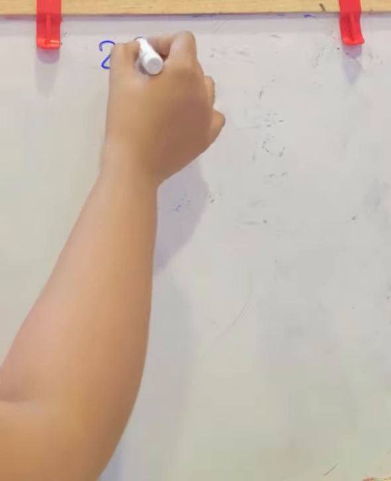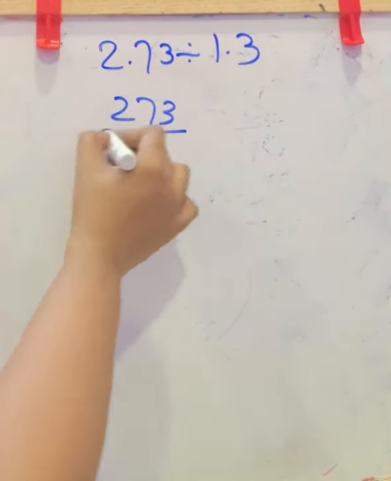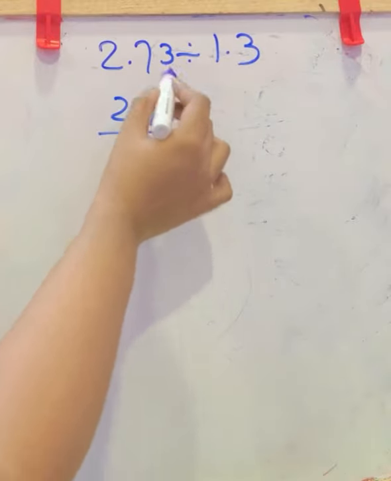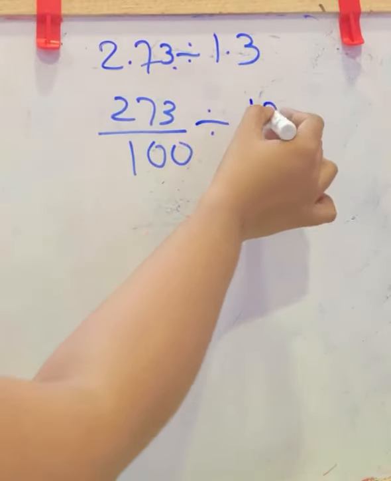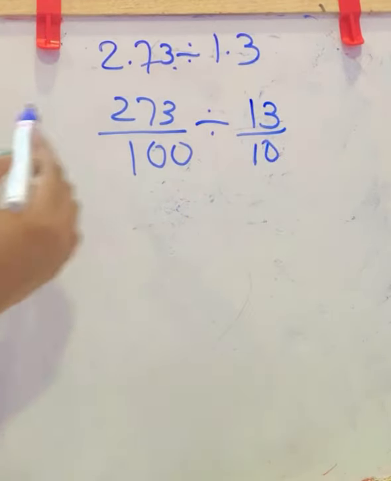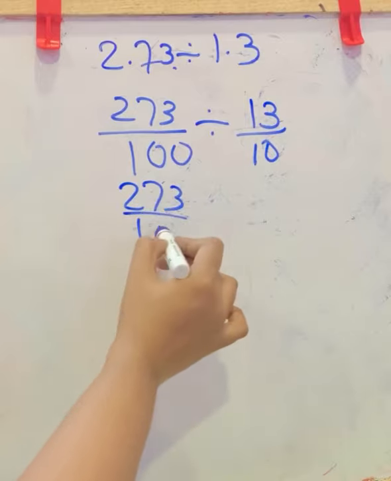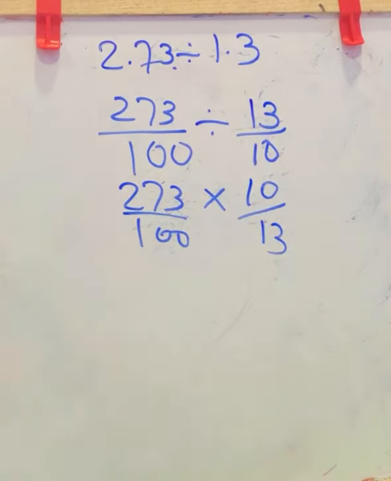Next, 2.73 division 1.3. This becomes 273 by 1 and 2 zeros. 2 digits after the decimal, so 2 zeros, that is 100. Division 13 by, here 1 digit after the decimal, so by 10. This becomes 273 by 100 into this reciprocal, 10 by 13.